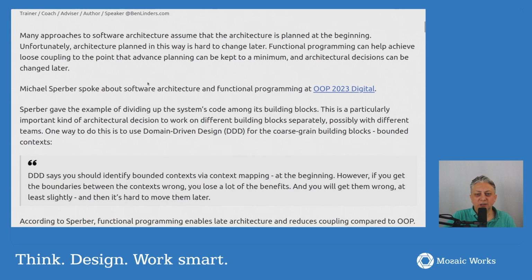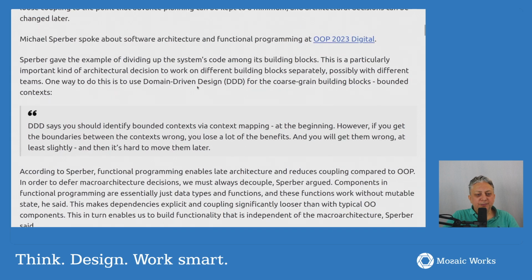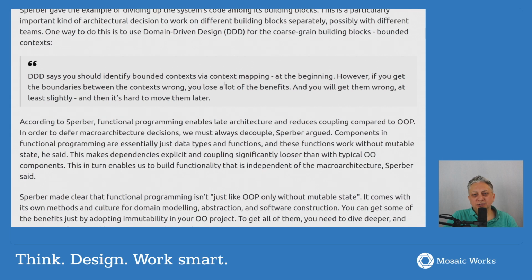Many approaches to software architecture assume that the architecture is planned at the beginning. Unfortunately, architecture planned in this way is hard to change later. Functional programming can help achieve loose coupling to the point that advanced planning can be kept to a minimum and architectural decisions can be changed later. Michael Sperber spoke about software architecture and functional programming at OOP 2023 Digital. Sperber gave the example of dividing up the system's code among its building blocks. This is particularly important kind of architectural decisions, to work on different building blocks separately, possibly with different teams.